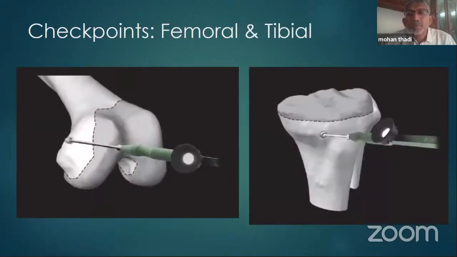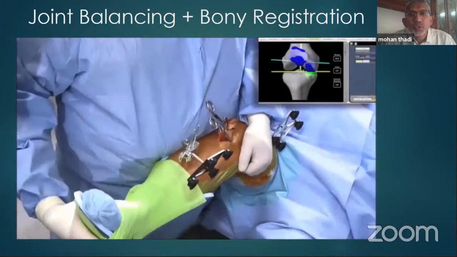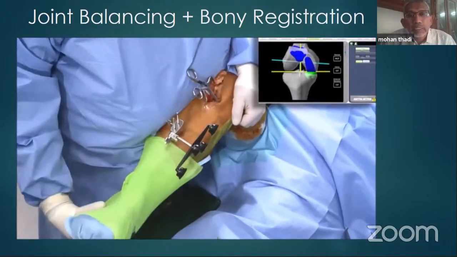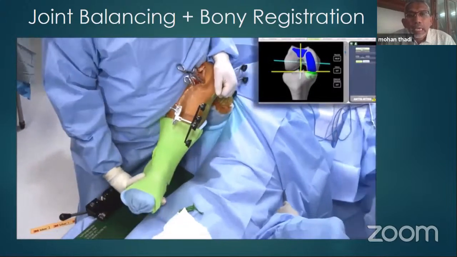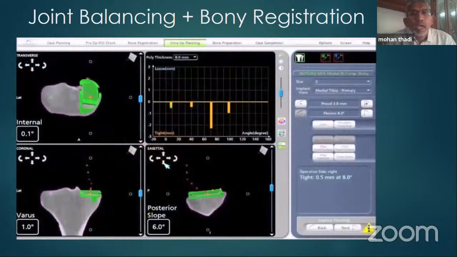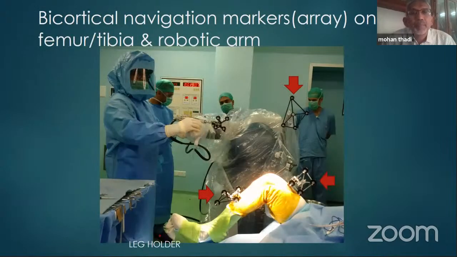There are checkpoints which are placed on the femur and tibia. This is just to show how the balancing of the knee takes place. You have to put these arrays on the leg and on the thigh, on the femur, just like navigation. And by moving the knee through various degrees, you can make sure that the ligament balance is perfect, not too loose or not too tight.